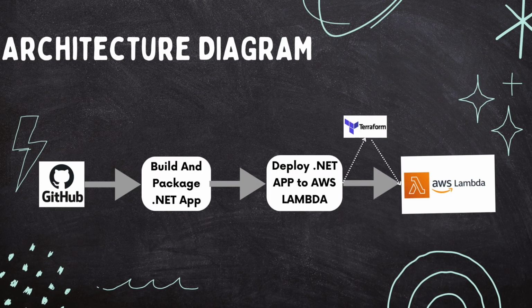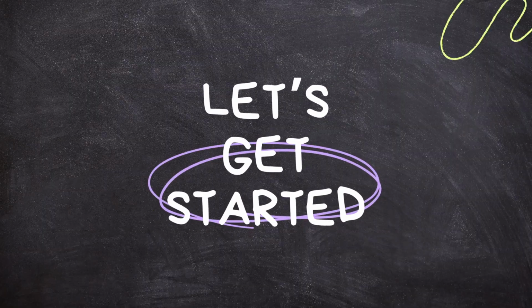This is how our architecture diagram looks like. GitHub is our source repository where we are going to put all our source code. Once the code is pushed, it will trigger the build and package workflow. Once the build and packaging is completed, the artifact is pushed to S3. This part, you can call it continuous integration. Then once the build and package pipeline is completed successfully, the deployment pipeline will get triggered, which basically deploys our Lambda function. This part you can call it continuous deployment.